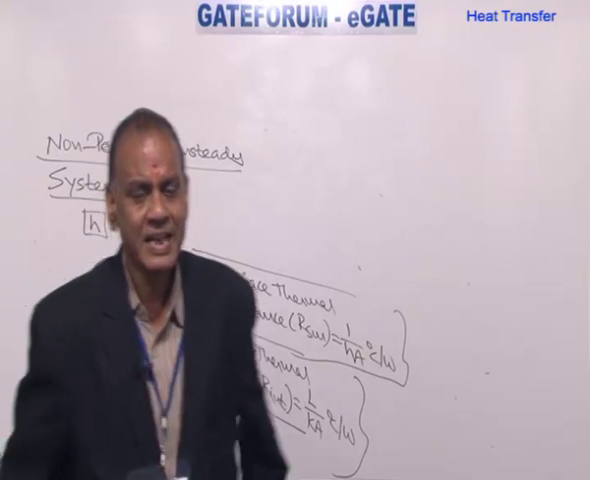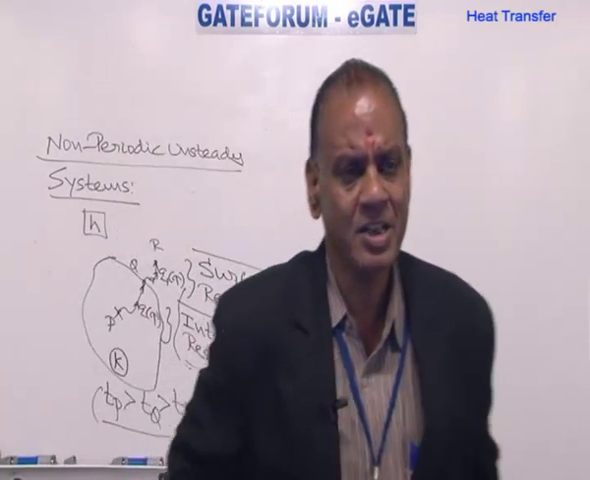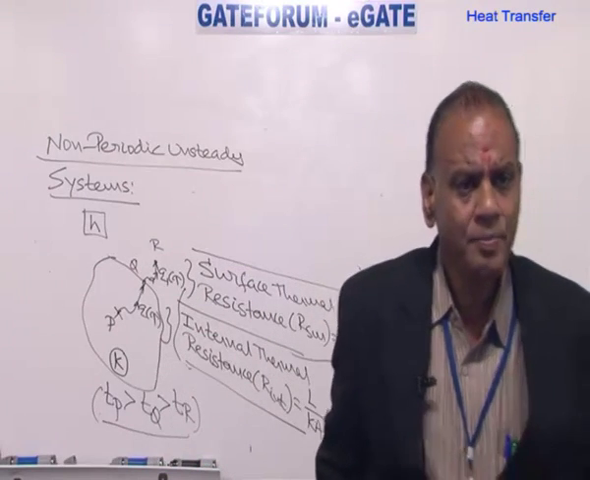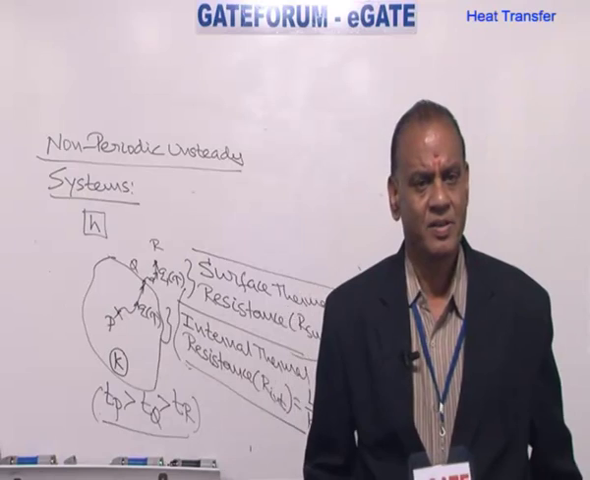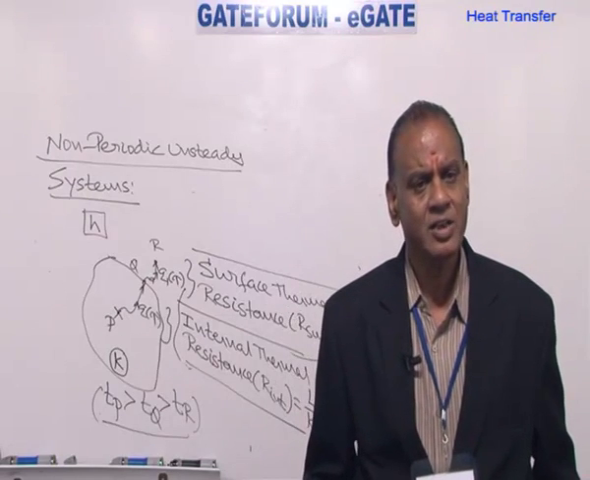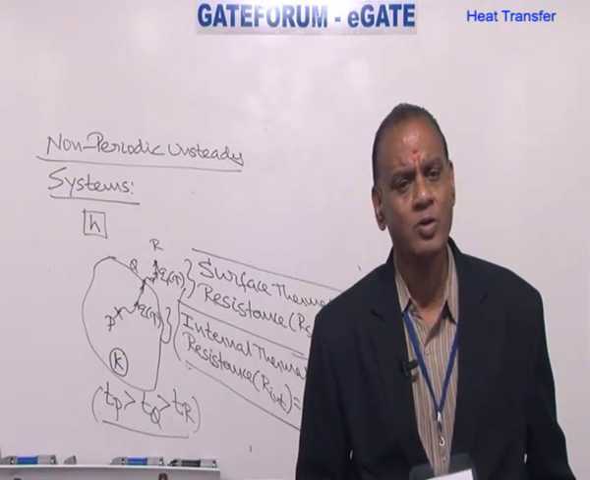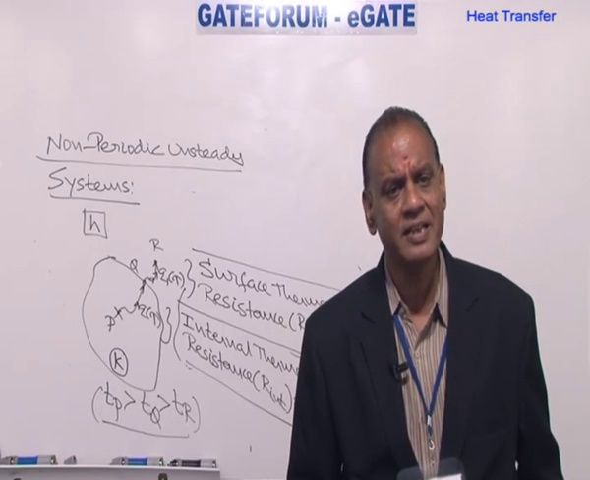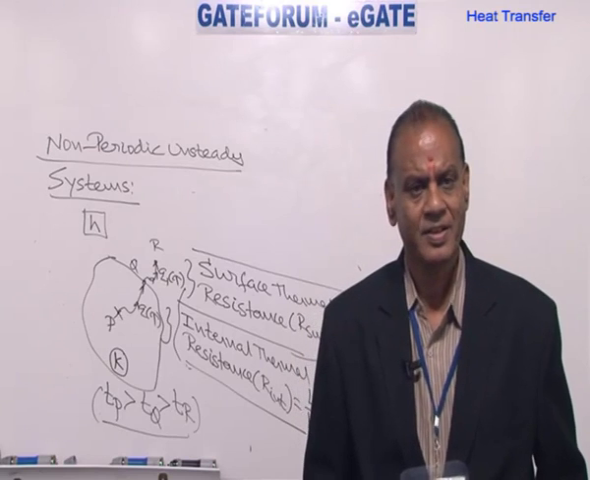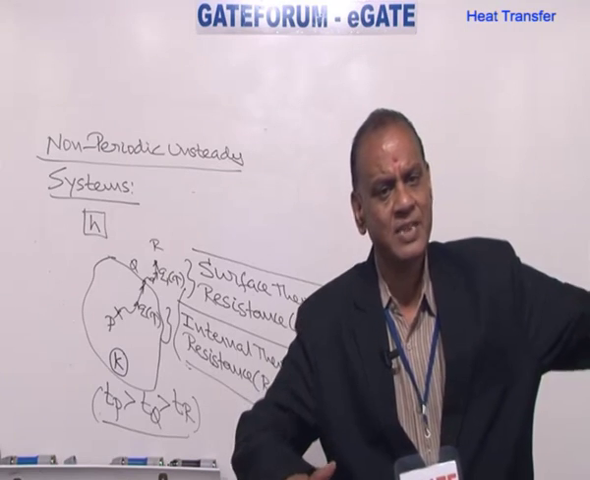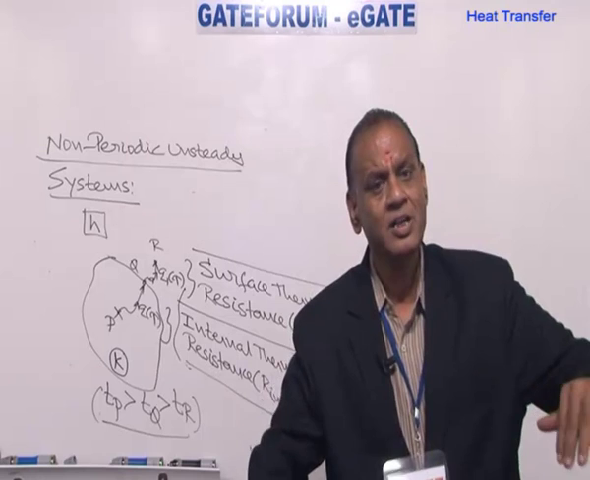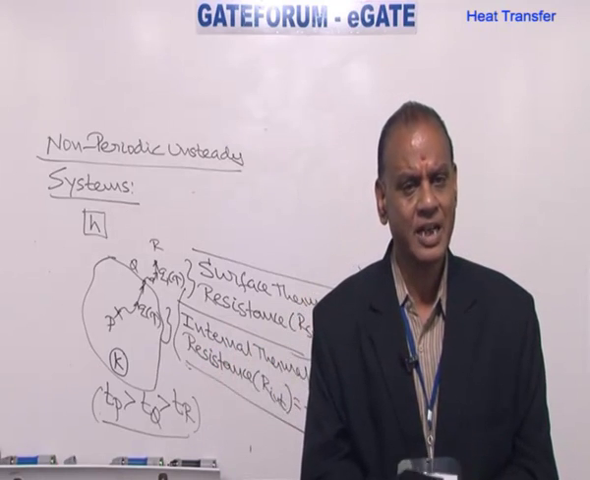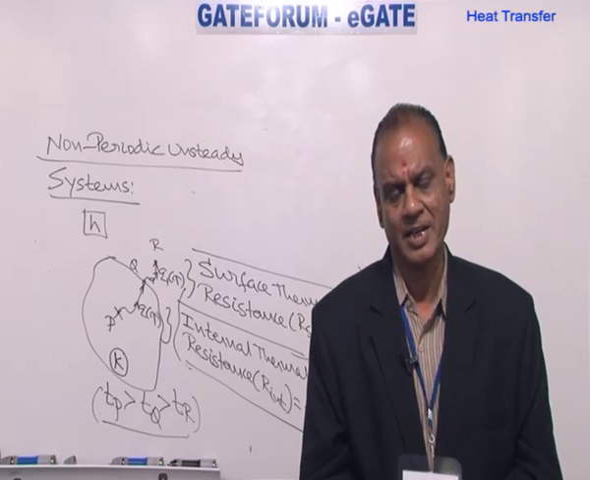So what we are proposing, we are taking a non-periodic unsteady system, and we are picking up 3 specific points. P inside the solid, Q on the surface or outside the solid. And we deliberately say that Tp is greater than Tq is greater than Tr, such that we can have heat transfer taking place from P to Q by conduction and from Q to R by convection. Q tau is conduction, Q1 tau is convection.